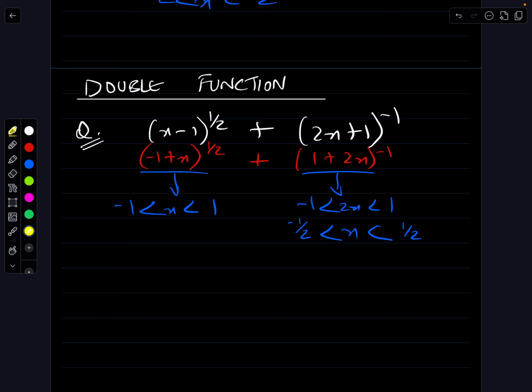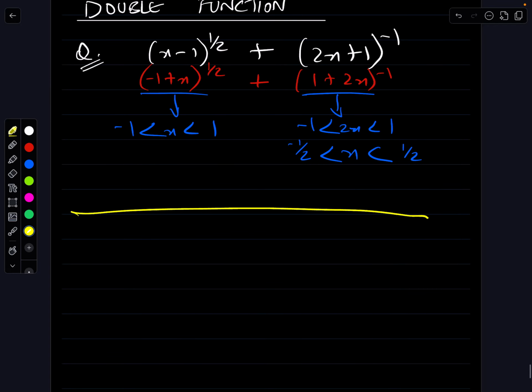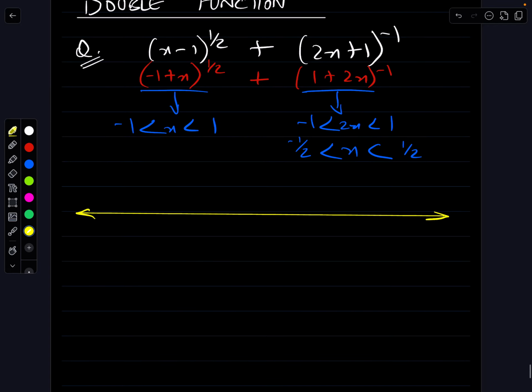If I were to illustrate this on a number line, I'd have something like this. That is 0 here, half here, and this, and 1.5 here. This number line is again not to scale, minus 1 and minus 3 over 2. So first of all, let's illustrate this. I'll illustrate this with red. So this is what the inequality looks like.